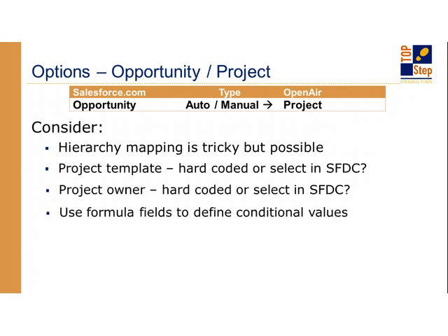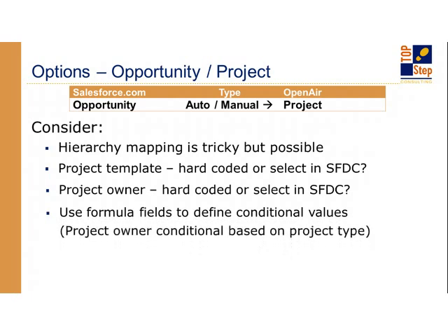And then think about how you can use formula fields in Salesforce to define conditional values. So here's a couple examples. Let's say based on a project type, if you have, let's say, 5 project types for 5 practices, and you know that based on the practice of the project, it's going to go to the practice leader as the project owner. Well, maybe you have a formula field in Salesforce that says, well, if I've selected a project type or a practice type, then automatically map that to a particular project owner. You can do that with formula fields.